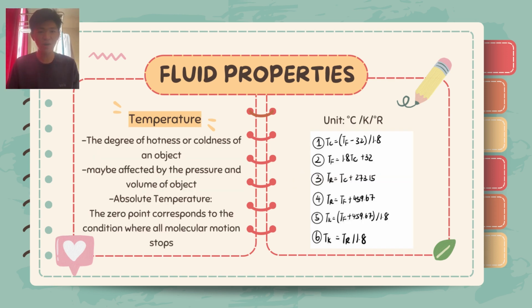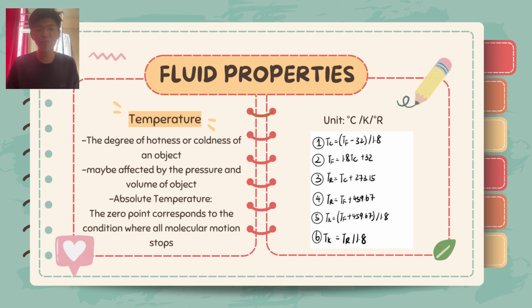Temperature is the degree of hotness or coldness of an object. It may be affected by the pressure and volume of the object. In most of the subjects learned in chemical engineering, like chemistry, thermodynamics, energy balance, and so on, we are required to calculate the temperature based on the absolute temperature. It is because the absolute temperature's 0 point corresponds to the condition where all molecular motion, that is rotational, vibrational, and translational motion stops.